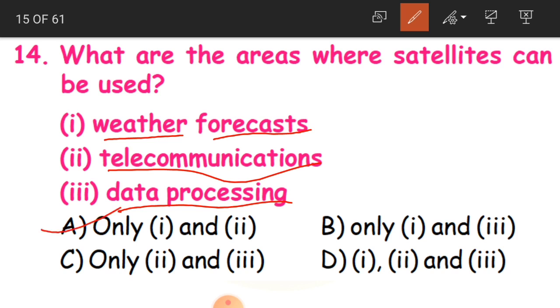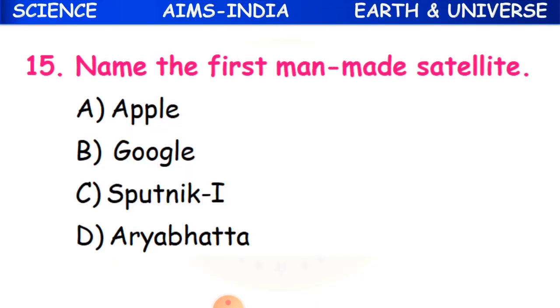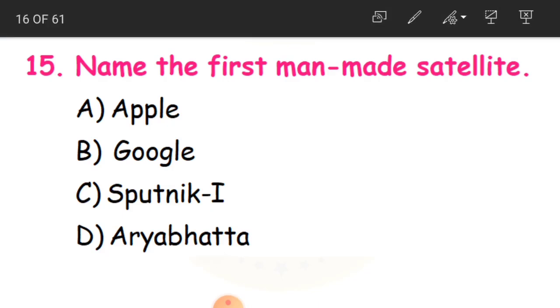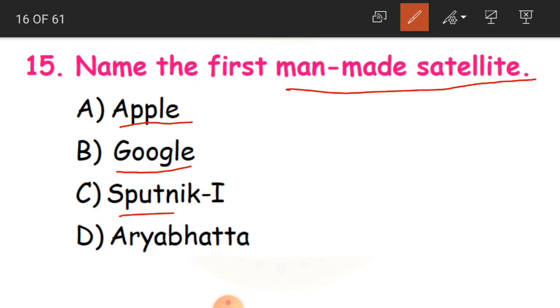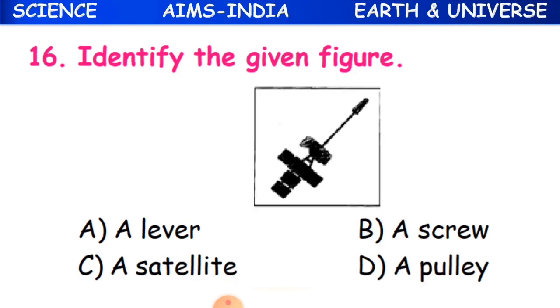Clear? Now the next question, the 15th one. Name the first man-made satellite. Man-made satellite, that is an artificial satellite. Is it Apple? Is it Google? Is it Sputnik 1 or Aryabhatta? It is C, that is Sputnik 1.